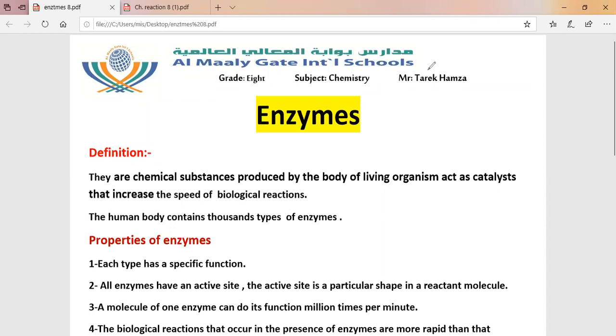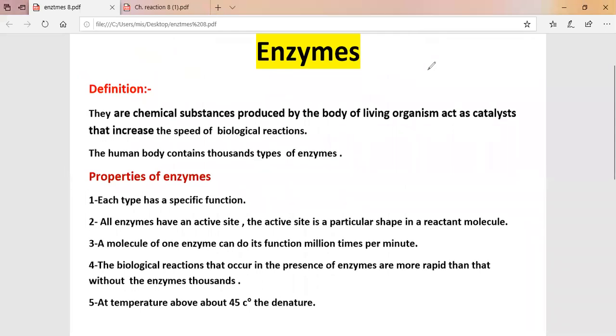Properties of the enzyme. The first one, each enzyme has a specific function. All enzymes have an active site. What is the importance of the active site? Active site is a particular shape in the reactant molecule. A molecule of one enzyme can do its function million times per minute. The biological reaction that occurs in the presence of enzyme is more rapid than without enzyme. At a temperature above 45 degrees Celsius, the function of enzyme decreases.